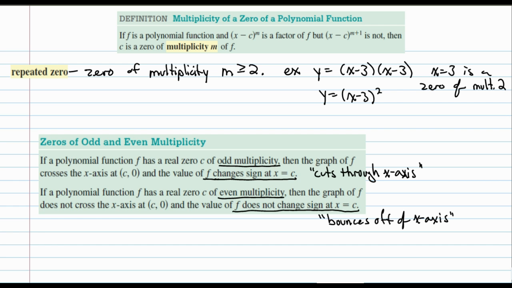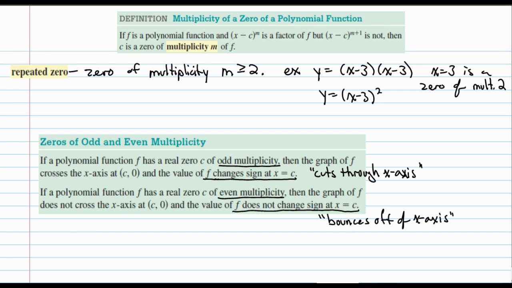an even number of times. So the f values at that zero do not change signs. The graph will go maybe above the x-axis as positive values, touch the x-axis, so hit 0, and then keep going above the x-axis at positive. So in other words, it'll look like the graph bounces off the x-axis.